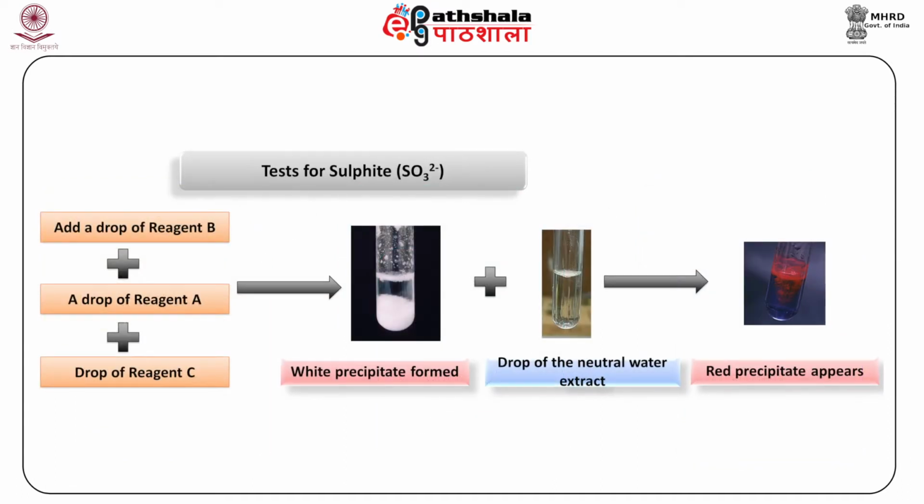The test is carried out by adding a drop of reagent B to a drop of reagent A, followed by a drop of reagent C. White zinc ferrocyanide precipitate is formed, and a drop of neutral water extract is added to it. A red precipitate appears, which confirms the presence of sulphite in it.